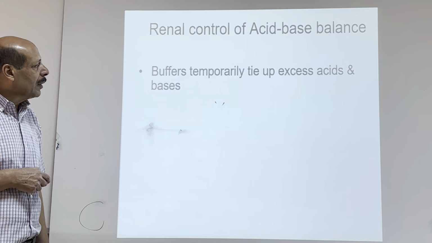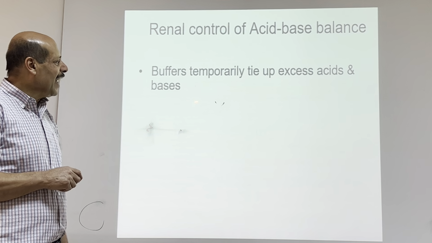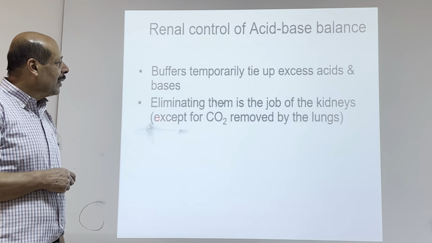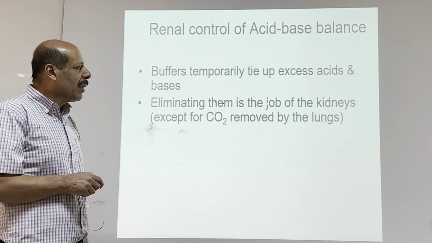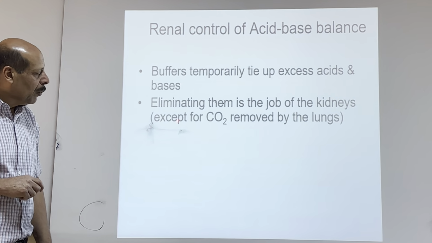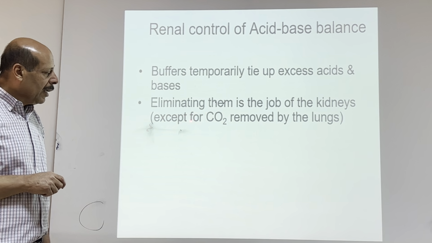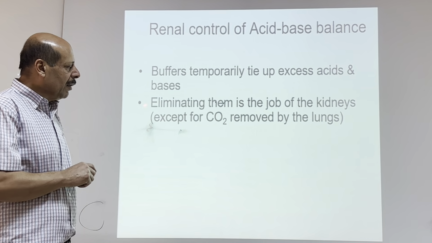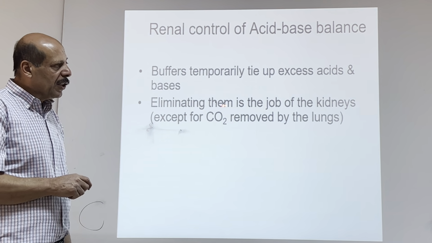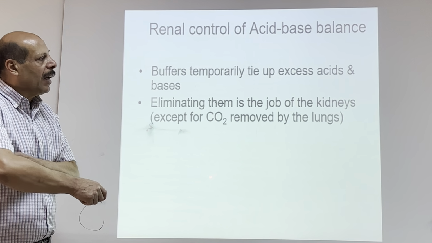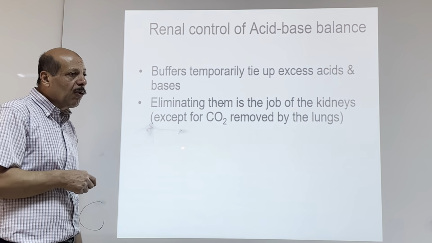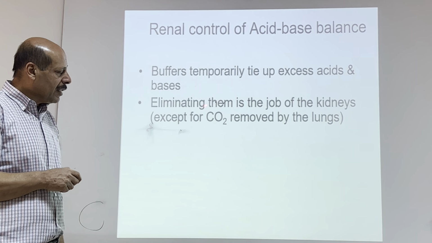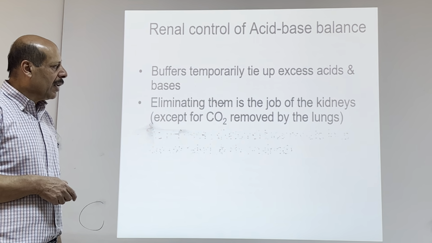In renal control, the buffer temporarily will tie up the excess acid and base, but eliminating them is the job of the kidney, except for the CO2 removal, which will be removed by the lung. But the other, which is mainly from metabolism, and the hydrogen ion, will be removed by the kidney. But the CO2 only is removed by the respiratory system.